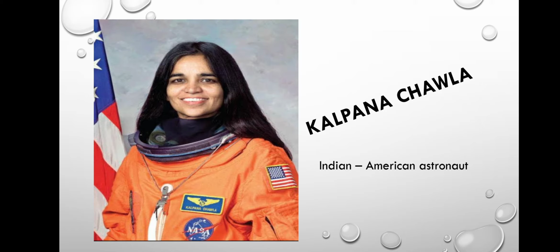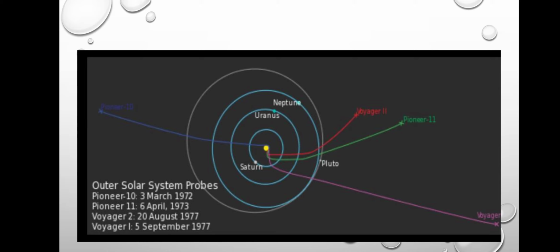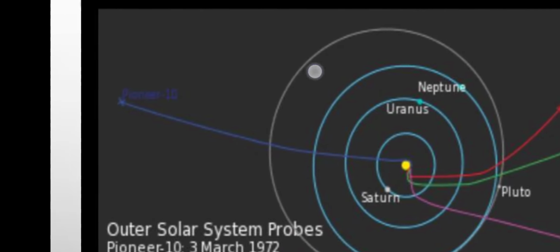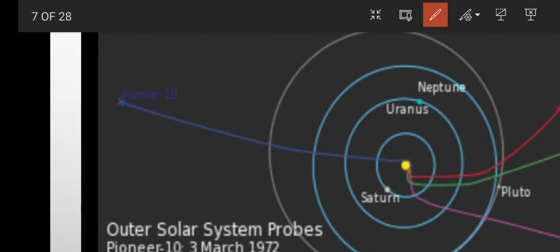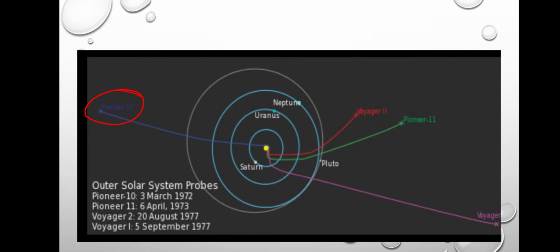Next one, first spacecraft to leave the solar system. The name of this spacecraft was Pioneer 10, and this picture is showing you the position of the spacecraft. It was launched on 3rd March 1972, and this position is the position of Pioneer 10. The other later missions are also mentioned in this picture, but in your book only information related to Pioneer 10 is given. So you can see it traveled outside the solar system. This was the first mission of this kind.